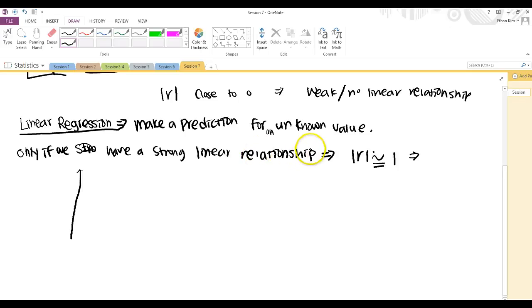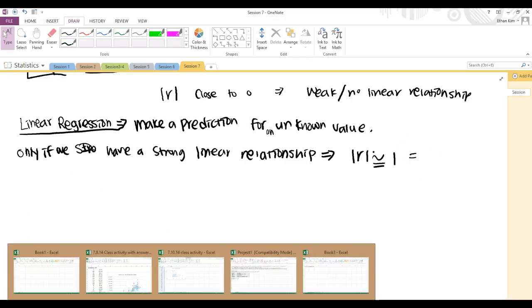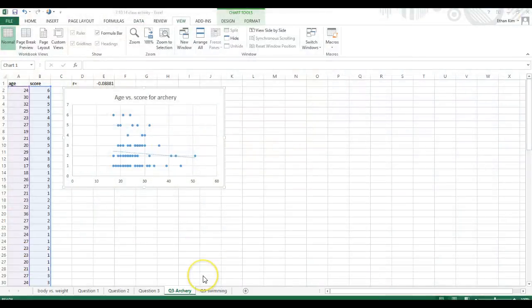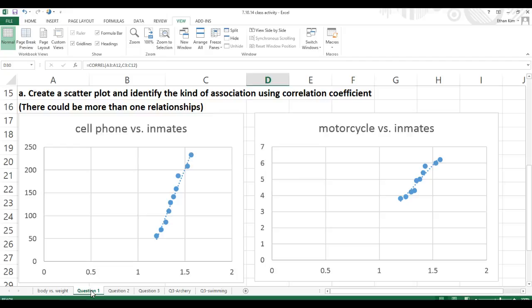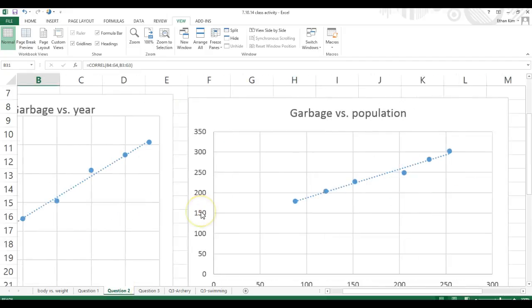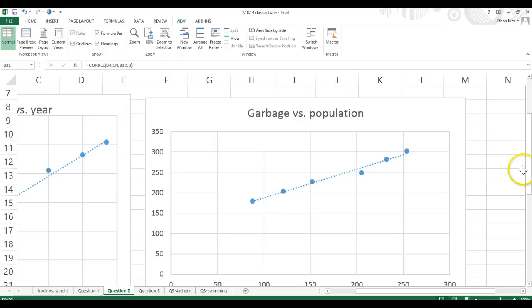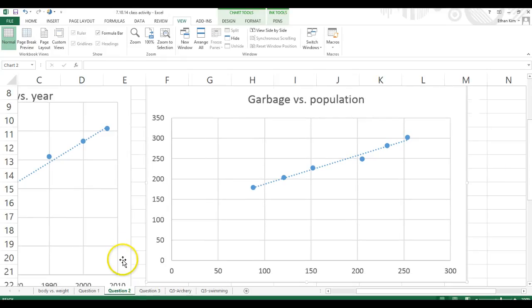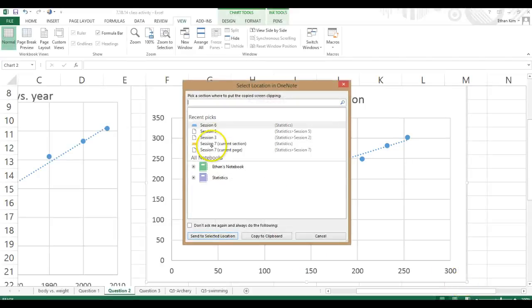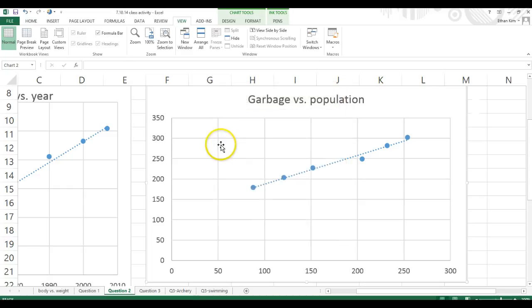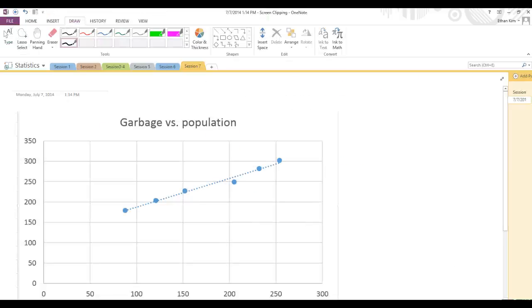you know what? Okay, so why don't we just copy and paste a scatter plot from one of these. So why don't we choose this one. Garbage versus population. Okay, so I'm gonna screen clip this scatter plot. And then let's go back to our notes. Okay, so it's right here.